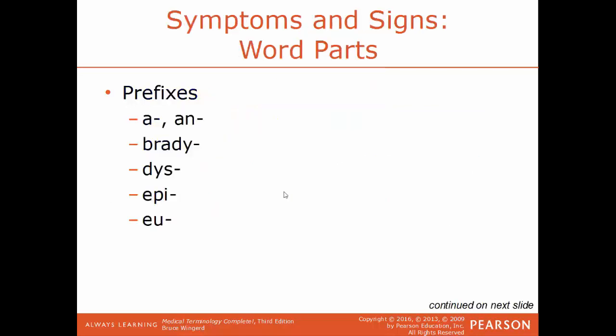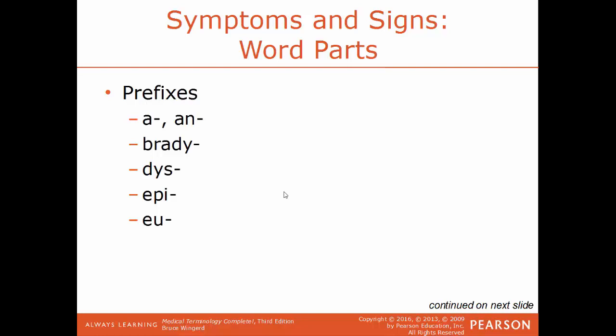Alright, now we'll go over some symptoms and signs, basic word parts. First, we'll start off with some common prefixes. A, or an, means without or lacking. Brady means slowly. Dis means abnormal or painful.